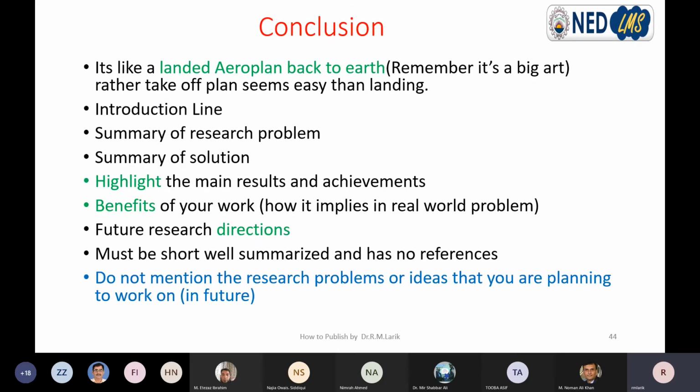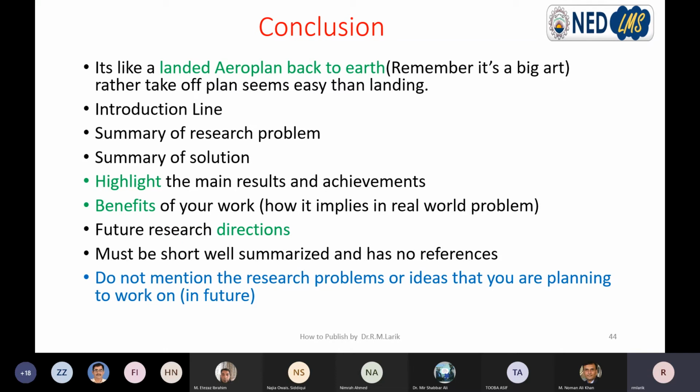Conclusion is a very important part of the manuscript, because it is like landing your aeroplane back on the earth. To fly the aeroplane is a bit easy, but to land it again is a bit difficult, right? Once you start your manuscript, it seems very good, excellent, but you need to land back on the earth. That is, you need to conclude your work in the end. If you have done your conclusion smartly, then it adds to the worth of your article, and nobody can stop you from publishing in an impact factor journal.